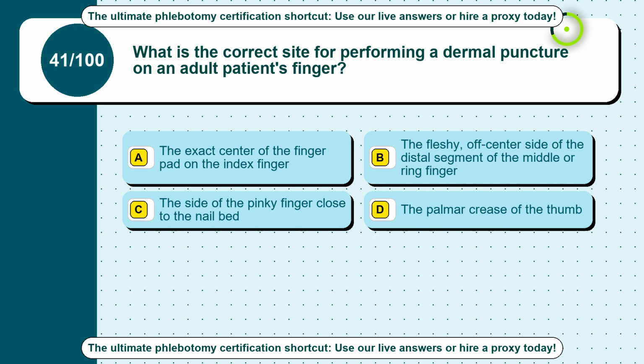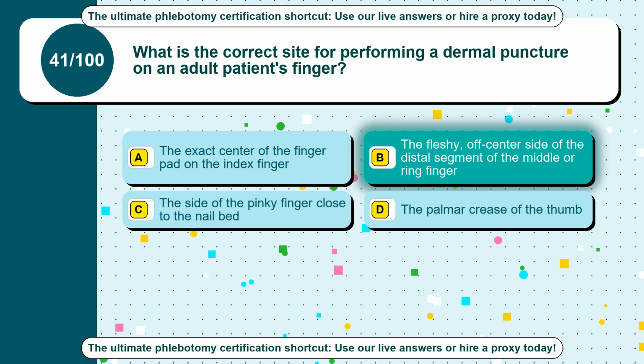Option A, the exact center of the finger pad on the index finger. Option B, the fleshy, off-center side of the distal segment of the middle or ring finger. Option C, the side of the pinky finger close to the nail bed. Option D, the palmar crease of the thumb. The correct answer is option B, the fleshy, off-center side of the distal segment of the middle or ring finger.